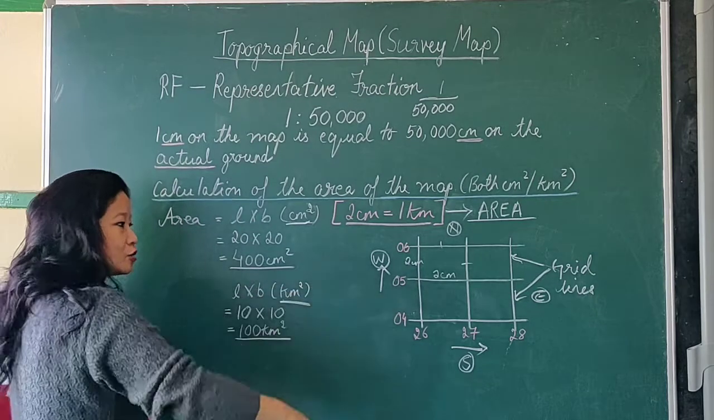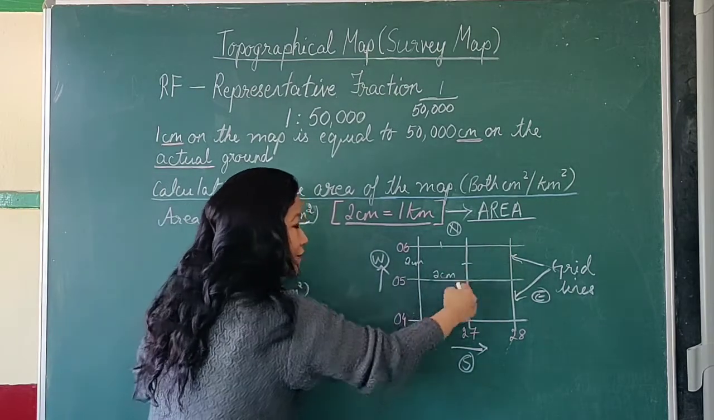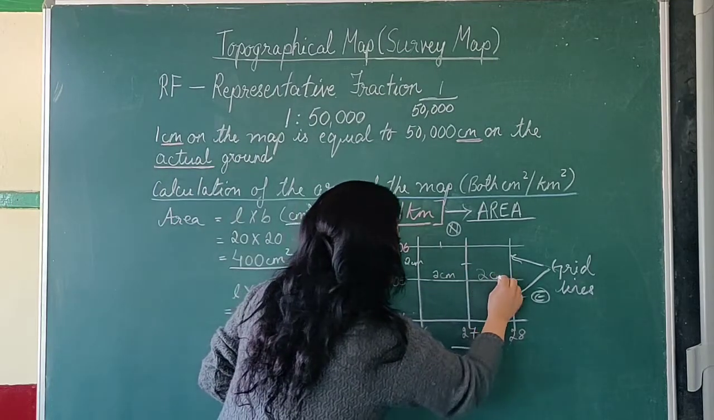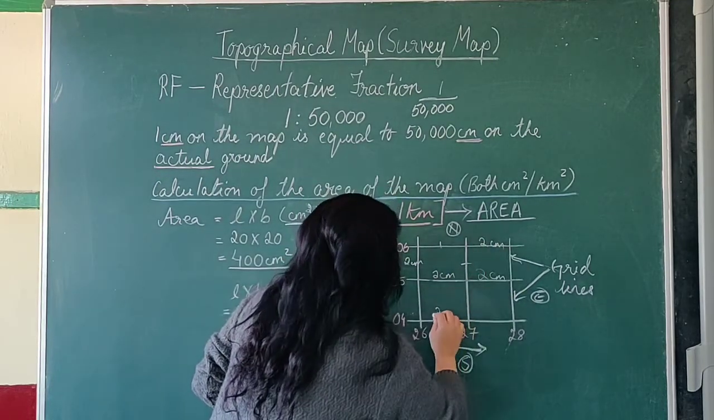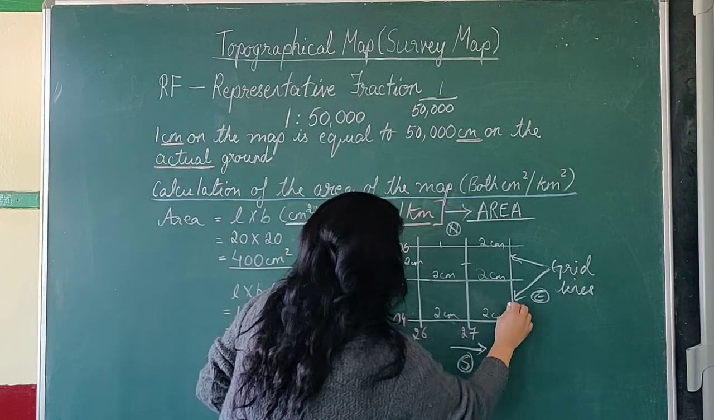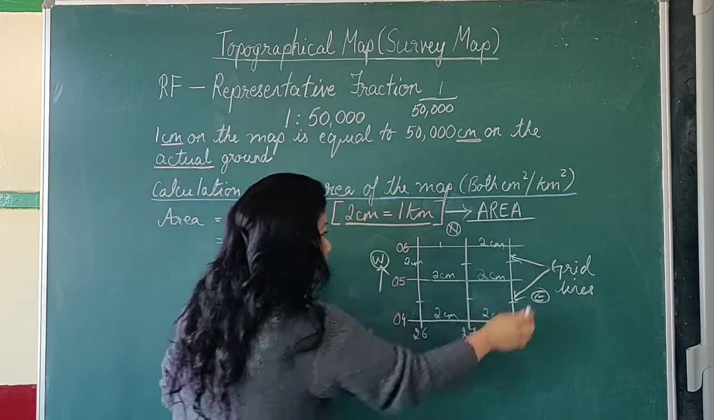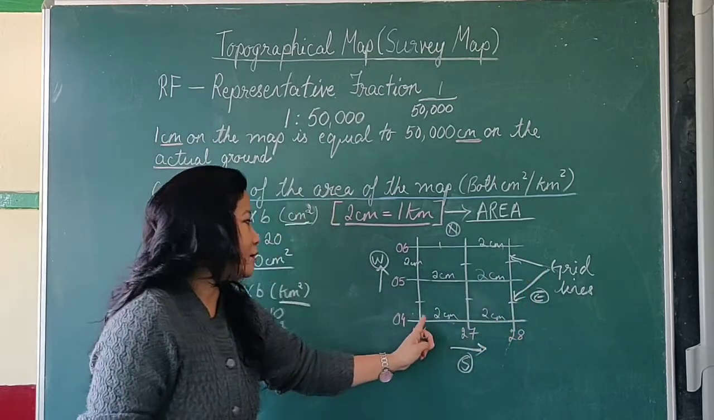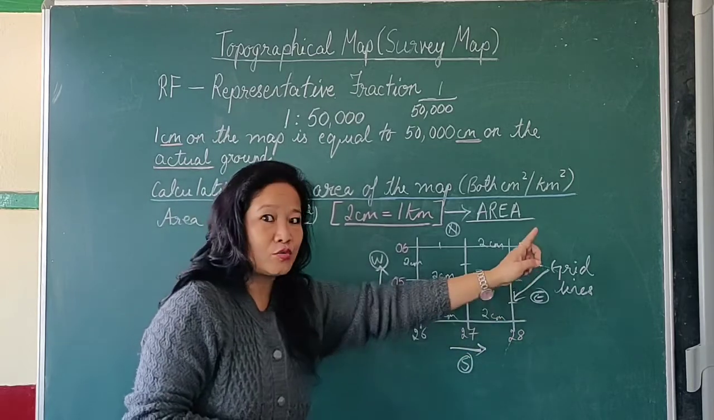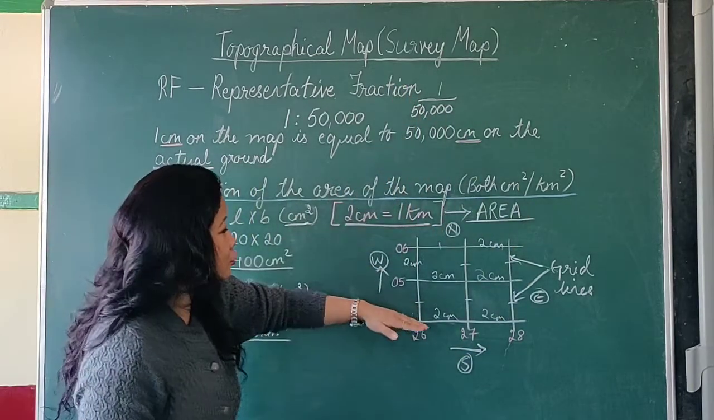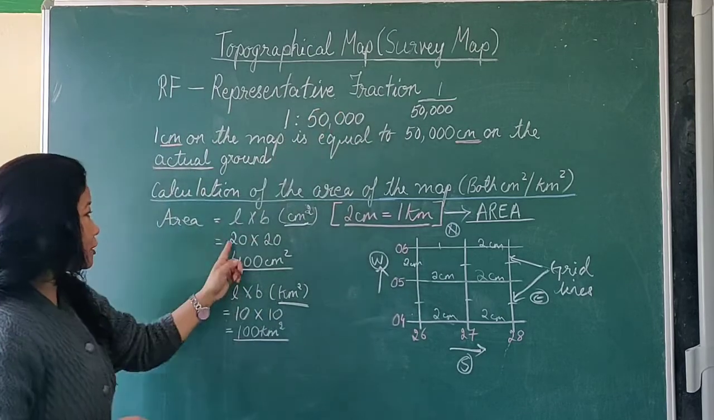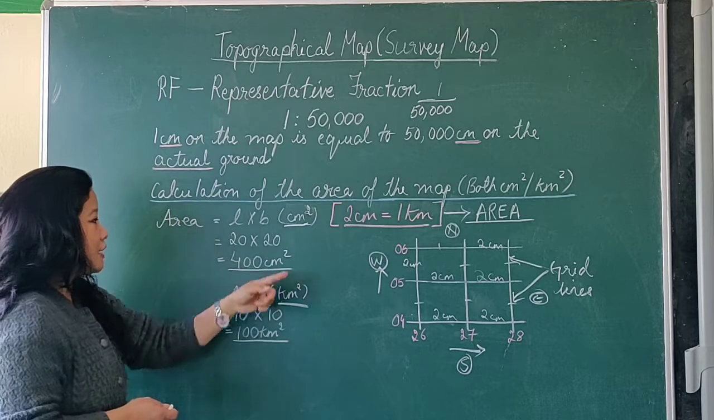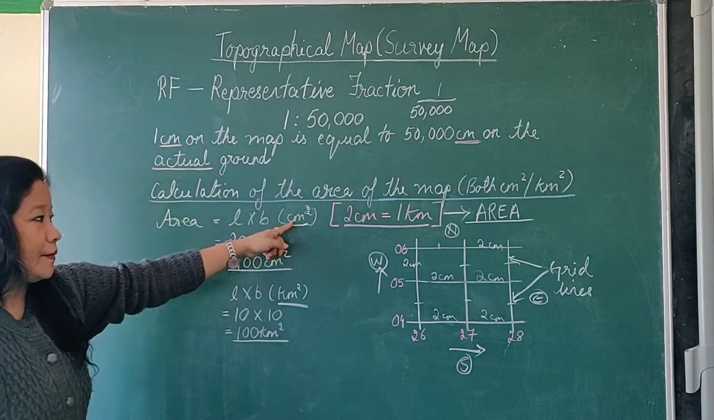On the other side also, this is 2 centimeter, 2 centimeter. You just have to add on, not multiply. These are all equal sides, and since there are 10 squares, you add up 2, 4, 6, 8, 10, 12, 14, 16, 18, and 20. Again 2, 4, 6, 8, that way. So 20 by 20 will be 400 centimeter square. This is the area of the map in centimeter square.